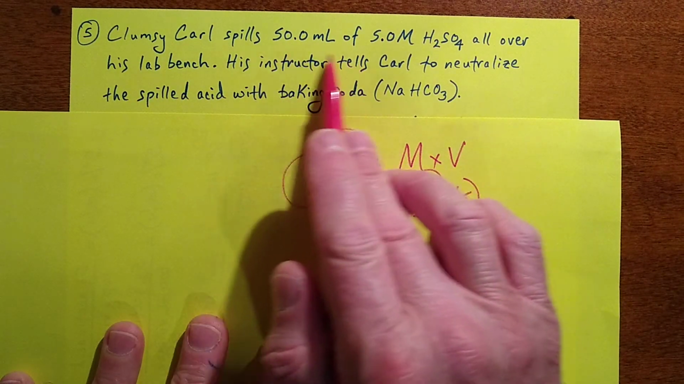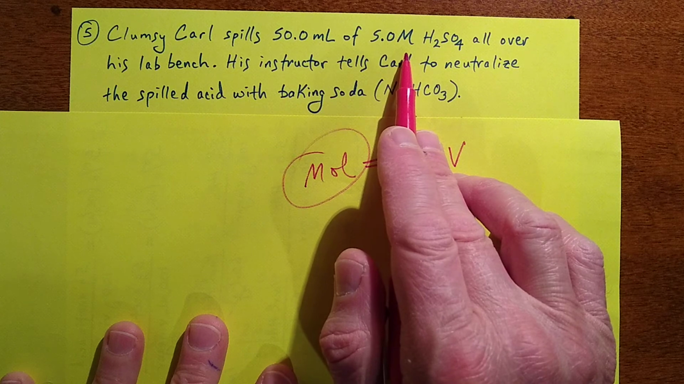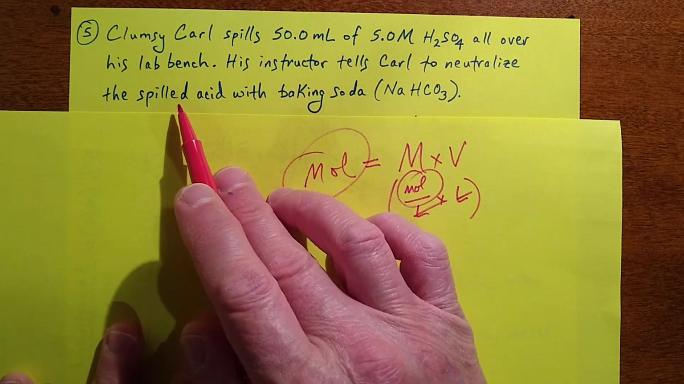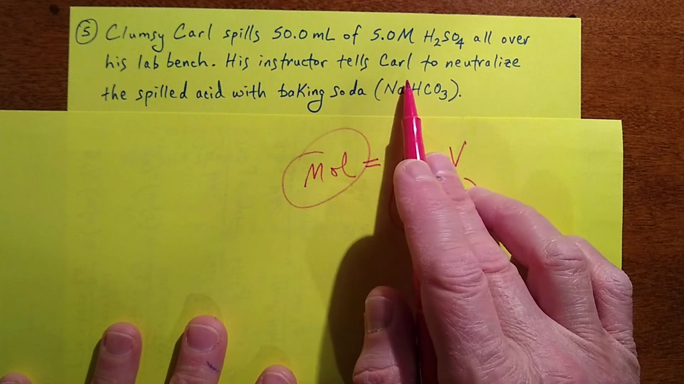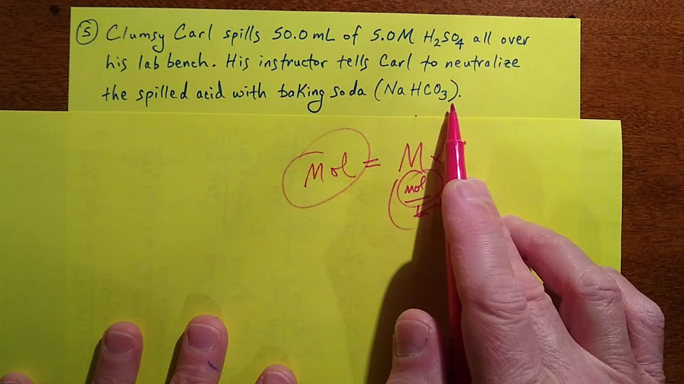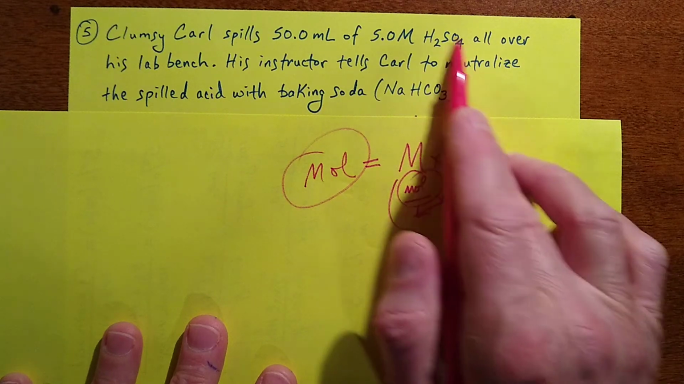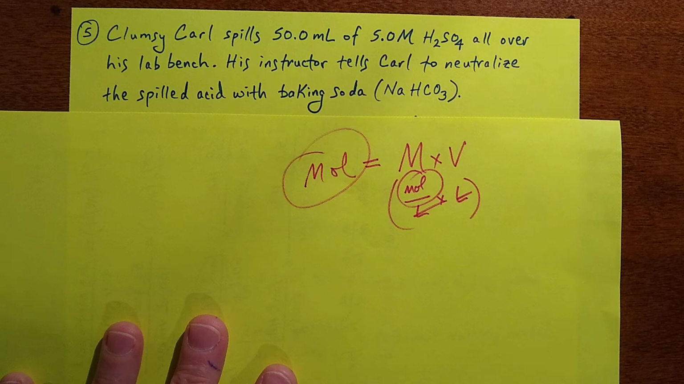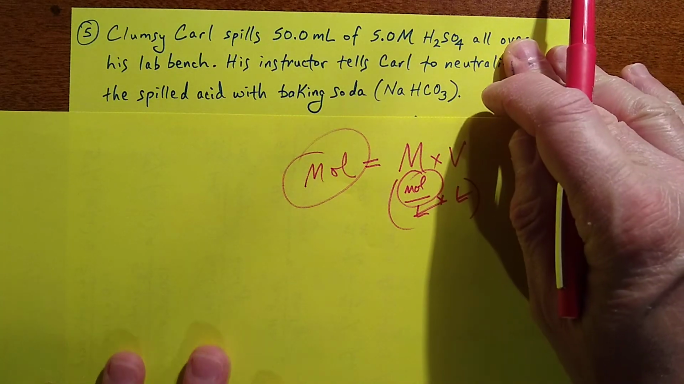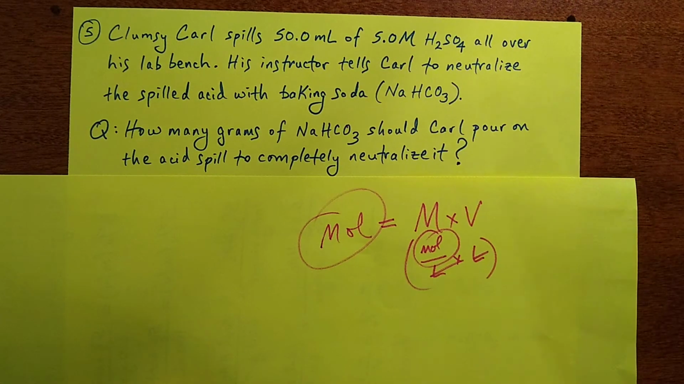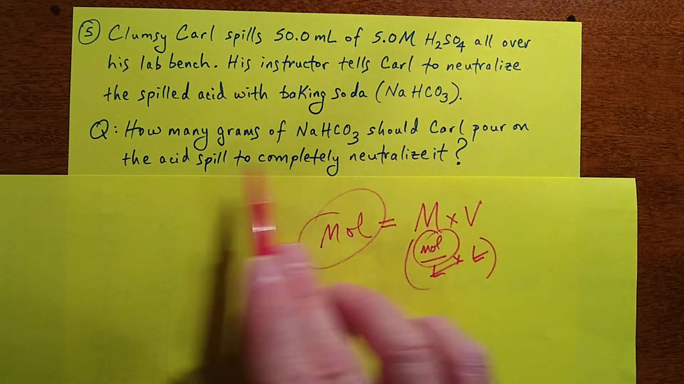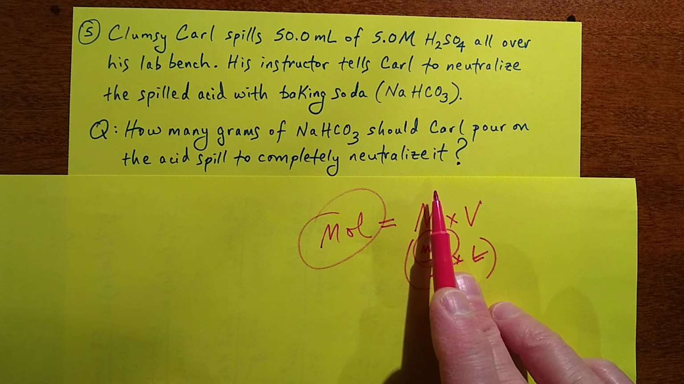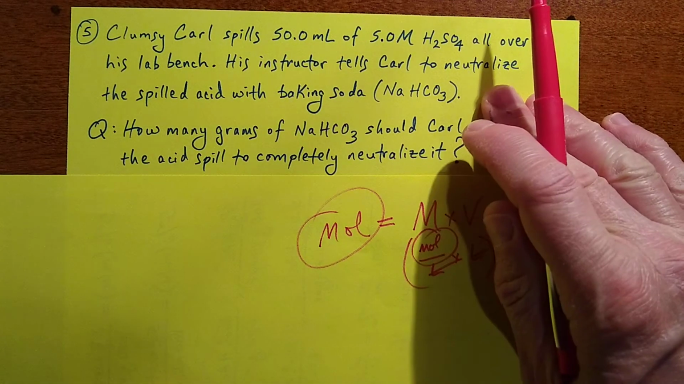So Clumsy Carl spills 50.0 mL of 5.0 molar sulfuric acid, a very strong acid, all over his lab bench. That's not a good thing. His instructor tells him to neutralize the spilled acid with baking soda. Baking soda will neutralize acid. Base plus acid will make water and some relatively harmless salts. So the question is, how many grams of baking soda should he pour on the acid spill to completely neutralize it? This is a stoichiometry problem in disguise.